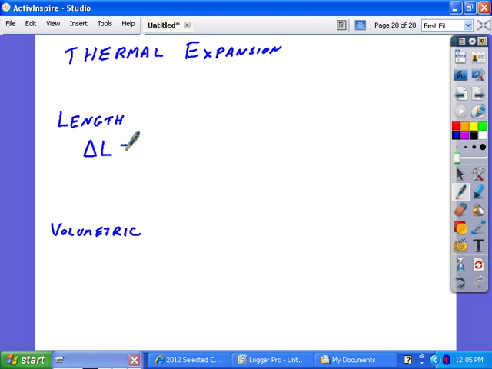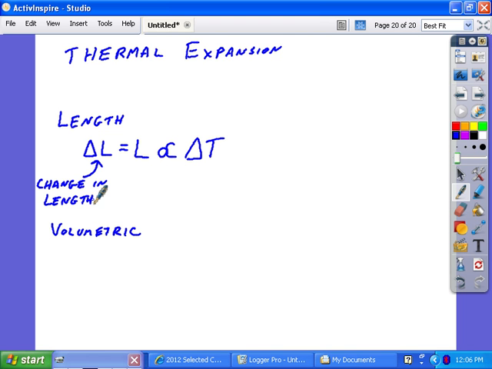For length expansion, delta L equals L alpha delta T. Right now, the most common mistake that I normally get out of people on this one is, let's say that we take a 100-meter long length of wire and we increase that wire's temperature by 100 degrees Celsius. You go through and do all this stuff, and then you find out that delta L is 0.2 meters. A lot of people screw up and think that that's the final answer, but the delta L just tells you literally the change in length. It is not the final length.